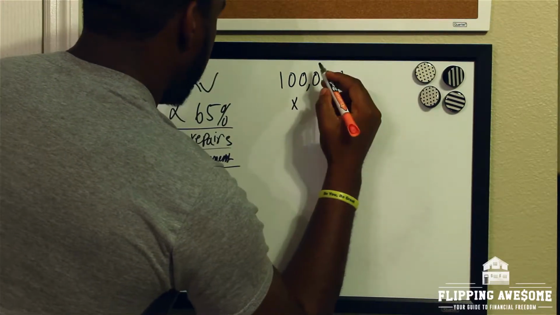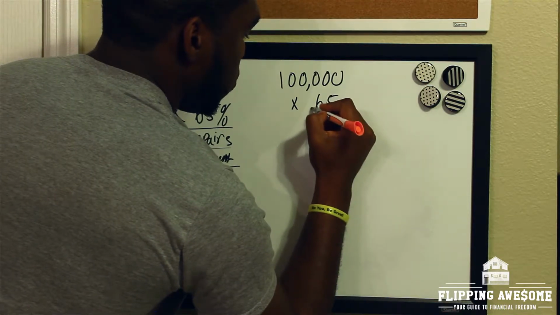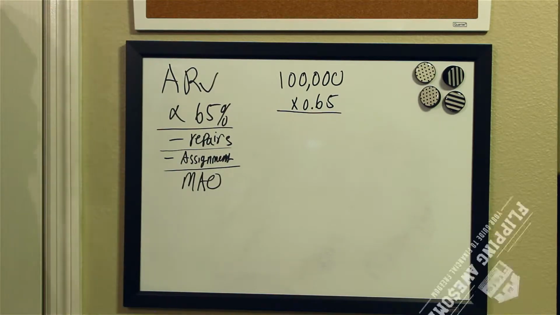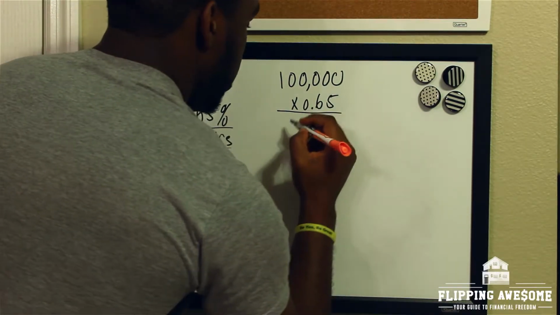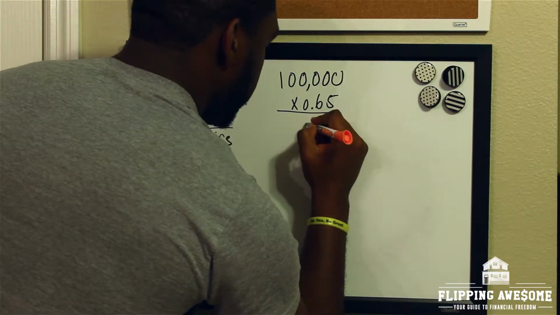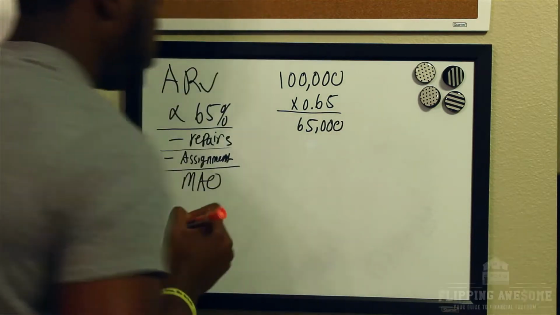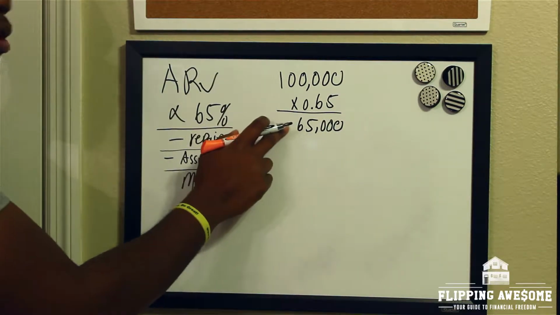So you want to multiply that by 65%. For 65% or 0.65, okay? And what will that get you? That'll get you 65,000, correct? So now you're left with 65,000. Now you want to subtract repairs, okay? So now you know you're here.